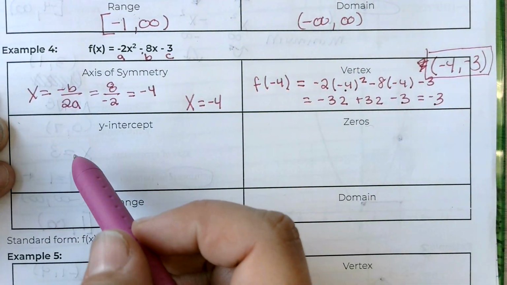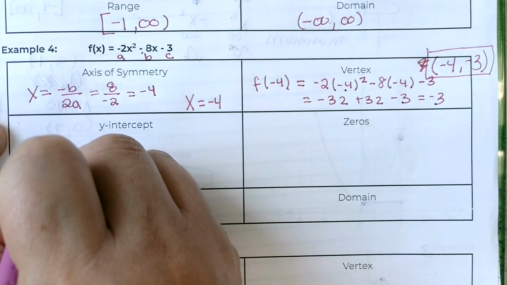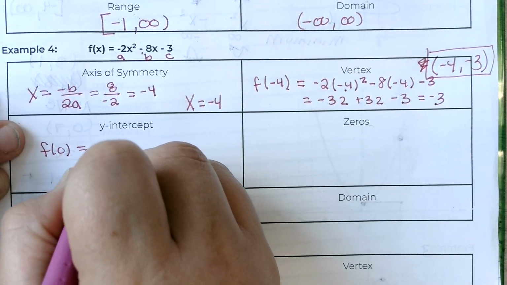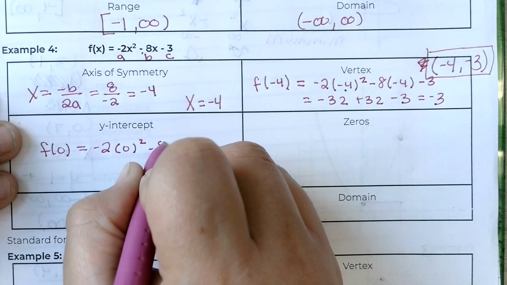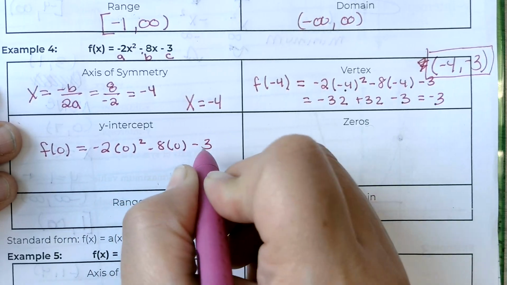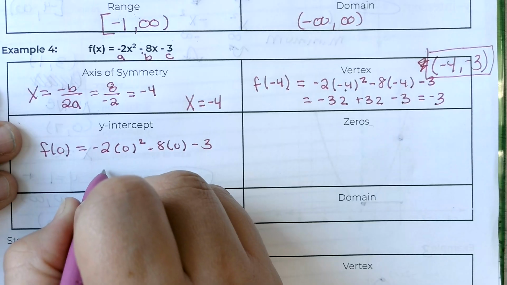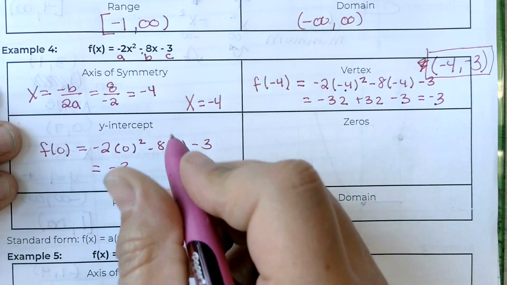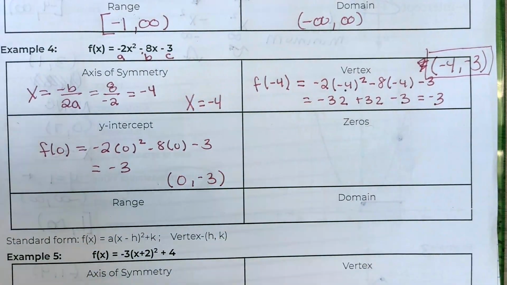Okay, now I can find my y-intercept, and if you notice the pattern, it'll always be the number at the end of the equation. So the constant that's by itself with no variables is the y-intercept, because this will always happen. So my y-intercept is negative 3. So we have a point at 0, negative 3 on the graph.